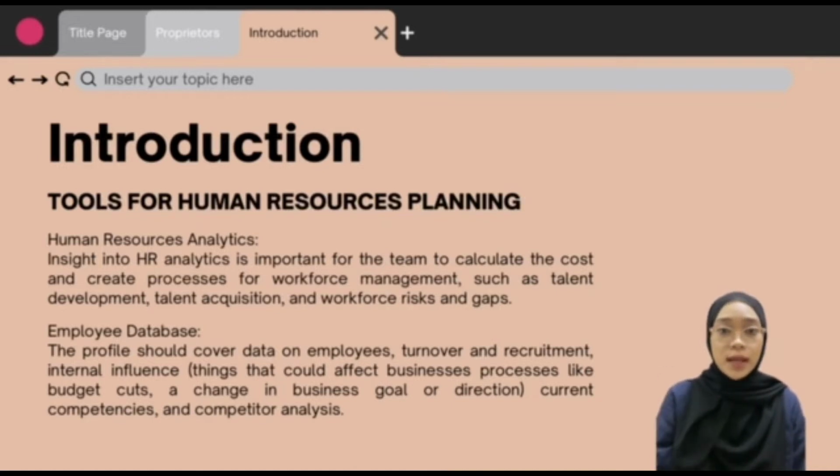Next tool is employee database. To facilitate human resources planning, the workforce profile has to be created. The profile should cover data on employees, turnover and recruitment, internal influence, current competency, and competitor analysis.